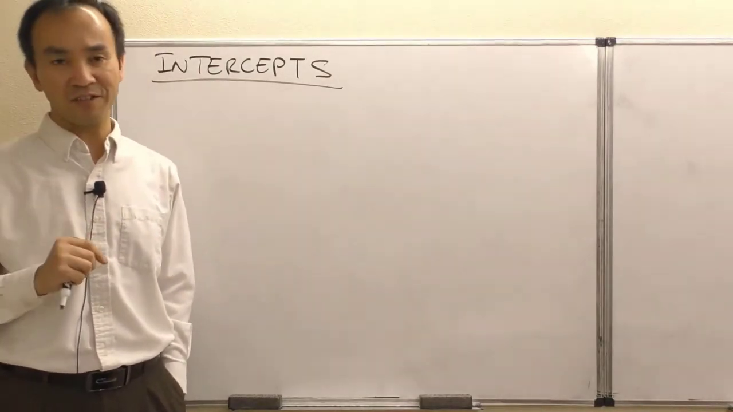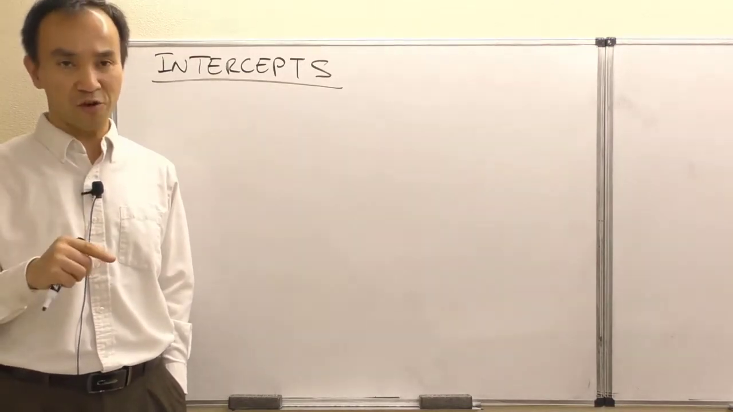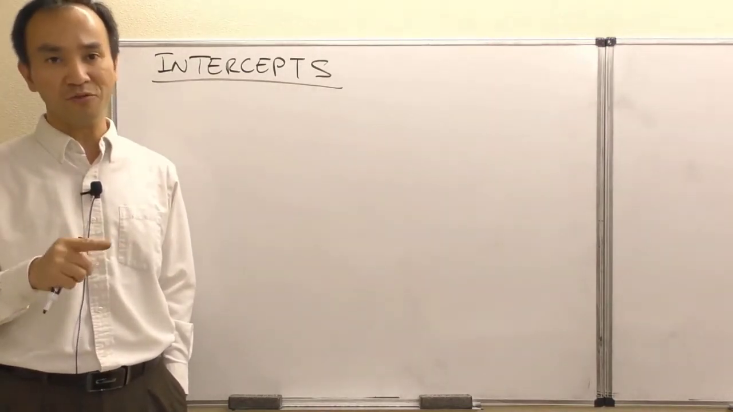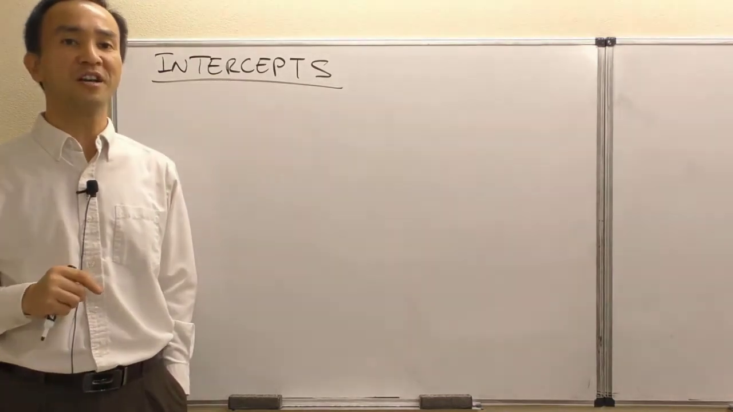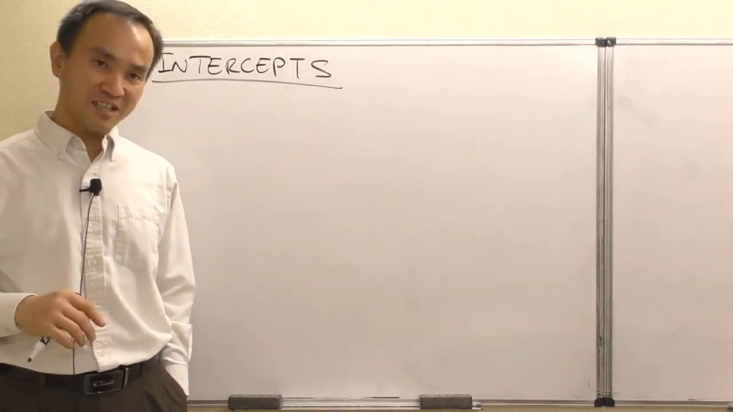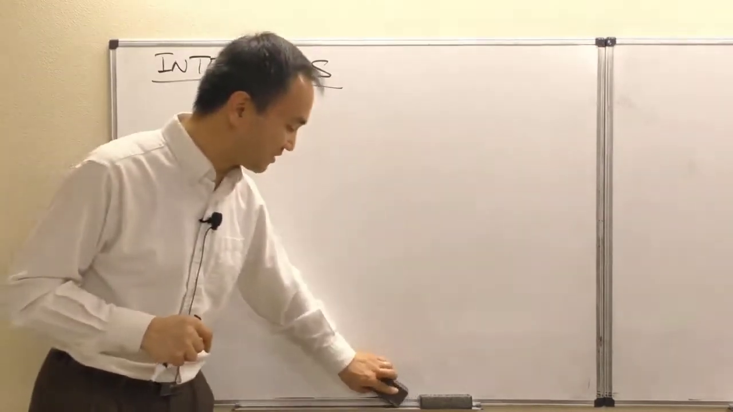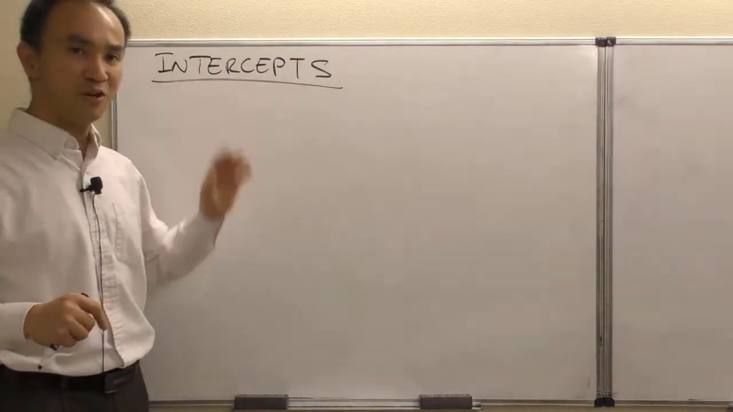vertical asymptotes and holes of a rational function before we move on to finding intercepts of a rational function. Other than that, let's get into the details of how we can find intercepts.